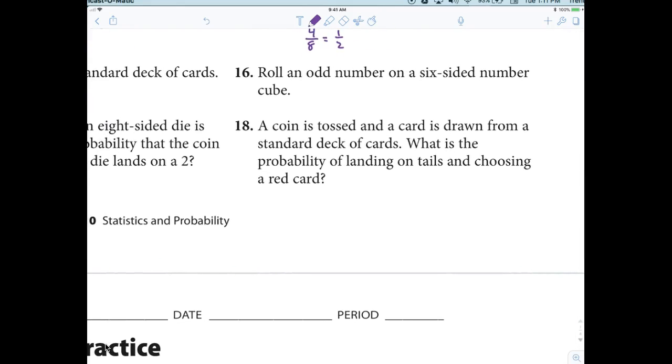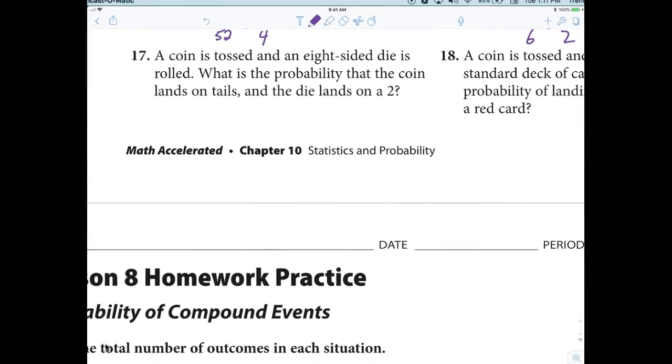What's the probability that I rolled an odd number on a 6-sided number cube? This would be easy. So it's 3 out of 6. Exactly. 3 out of 6 reduces to 1/2. Very easy. All right. Now let's see if there's anything harder.